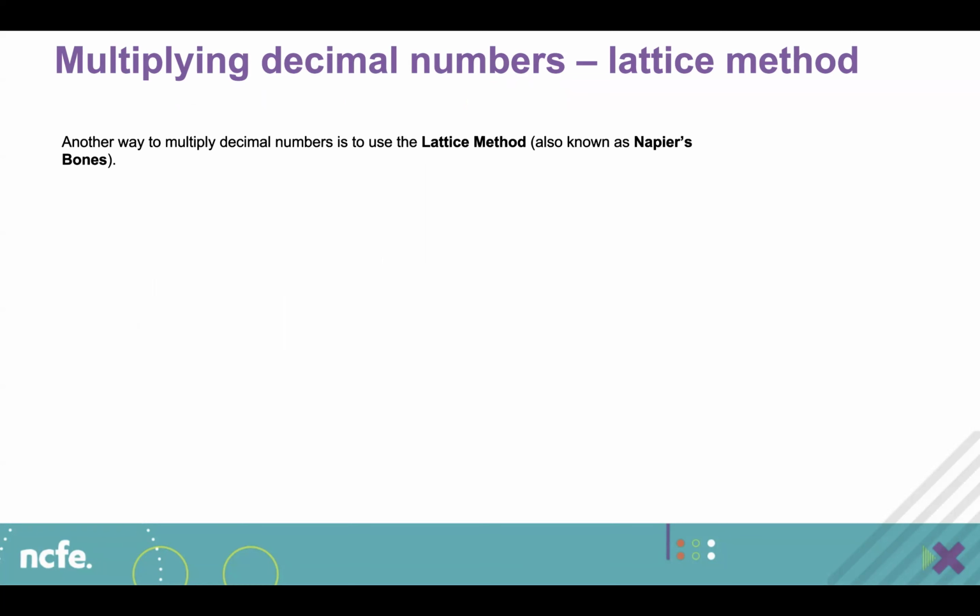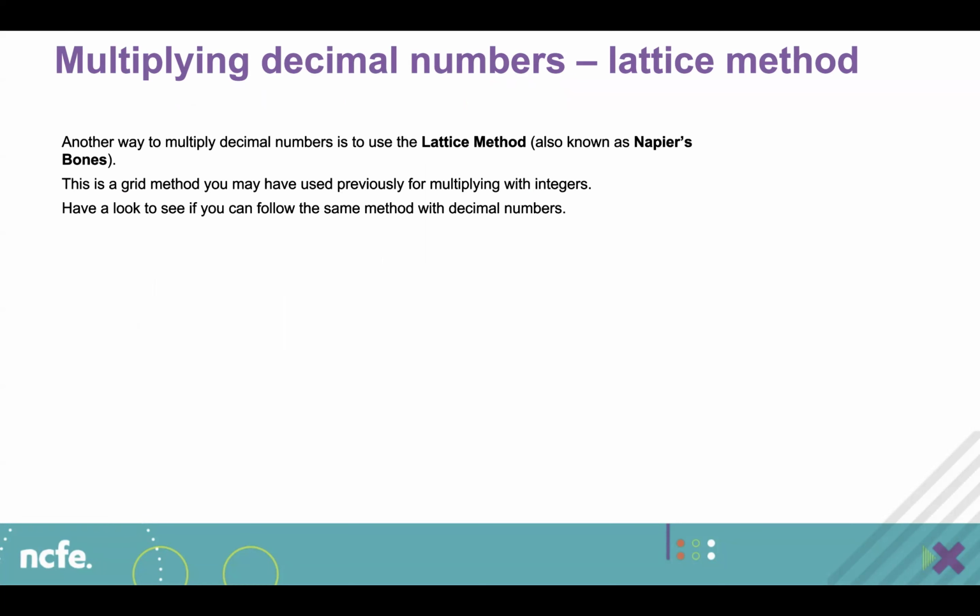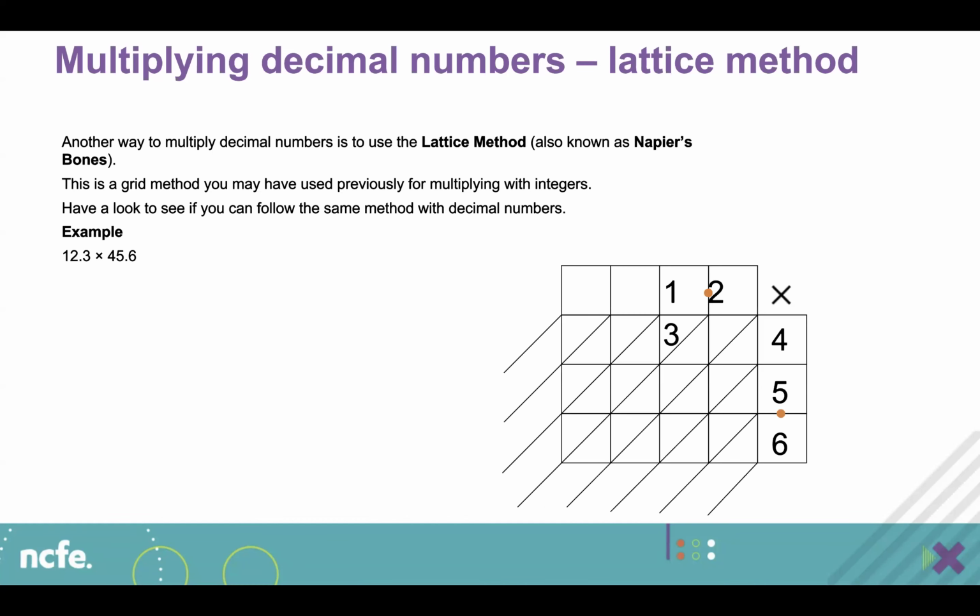Another way to multiply decimal numbers is using the lattice method, also known as Napier's bones. This is a great method you may have previously used for multiplying with integers. Have a look to see if you can follow the same method with decimal numbers. For example, 12.3 times 45.6. So here clearly you can see where the decimal point is and how you can use this to find the answers.